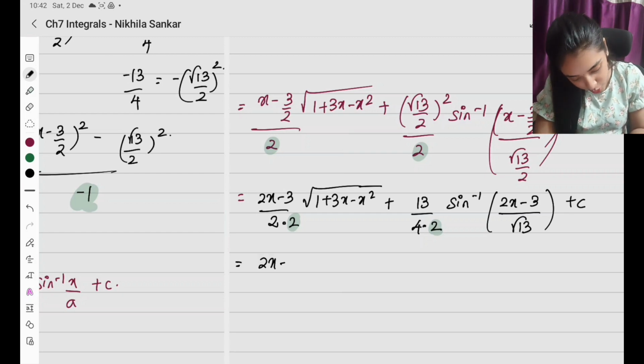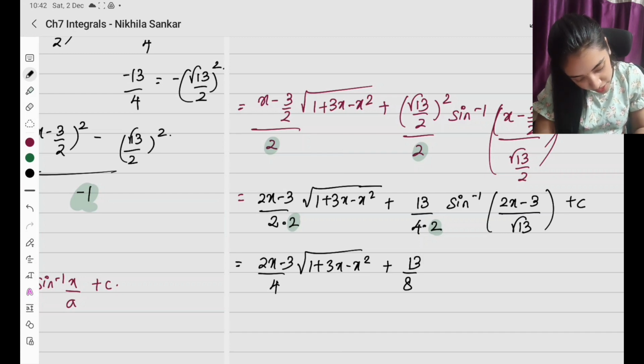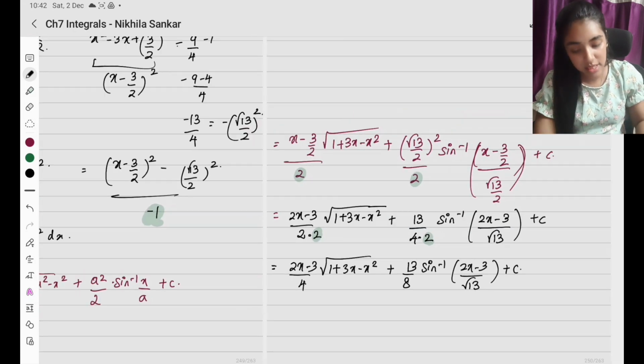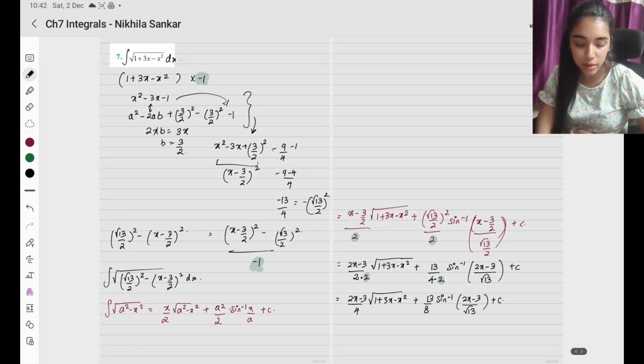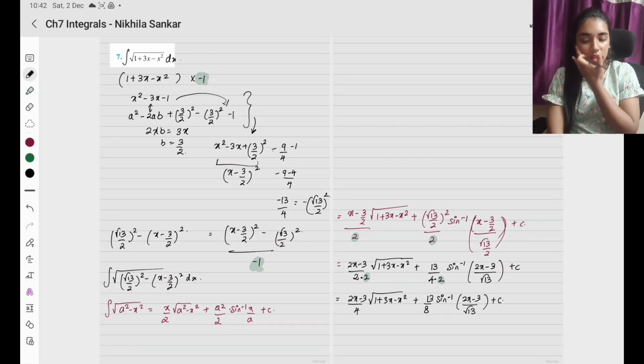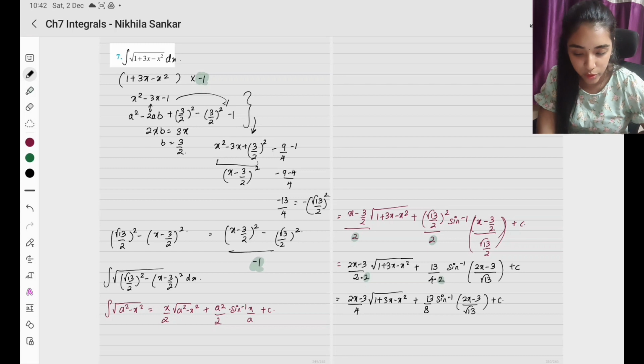So this is going to be 2x minus 3 by 4 square root of 1 plus 3x minus x square plus 13 divided by 8 sin inverse of 2x minus 3 divided by root 13 plus c. So this is my final answer. Okay, please copy it carefully. Look at root 13, root 3 and all of that and write carefully. Okay.